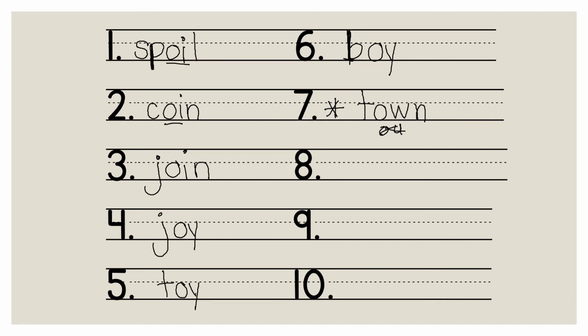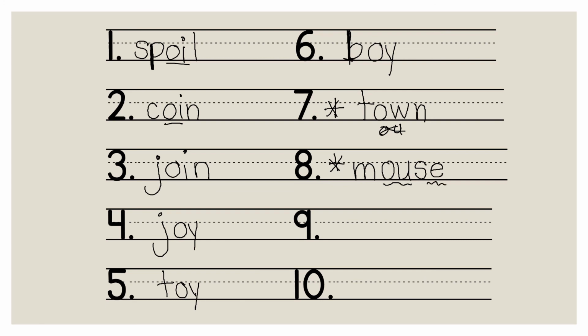Number 8 is a review word. It is the word mouse. I hear an M. Pull down, up and over the mountain. Mow, ow. All right, this time it's going to be the O-U, ow. Mouse. And I hear an S at the end. And the word mouse has a lazy E sitting there doing absolutely nothing.